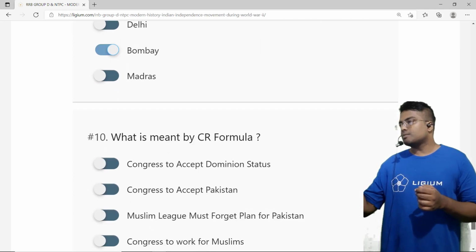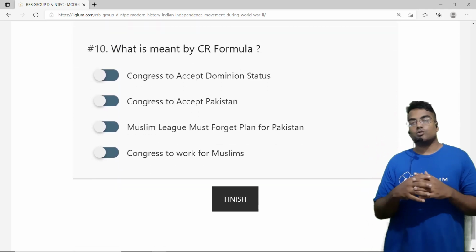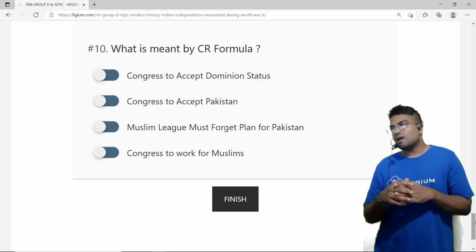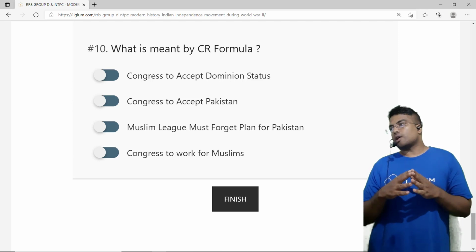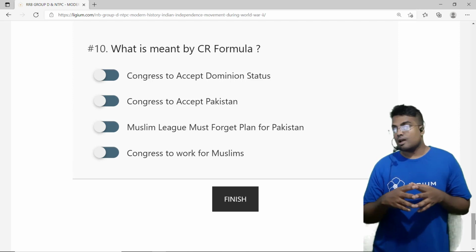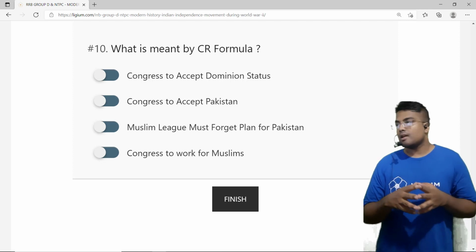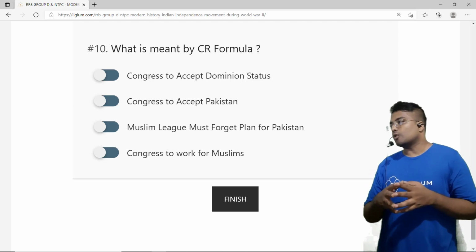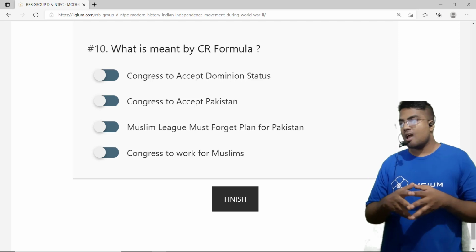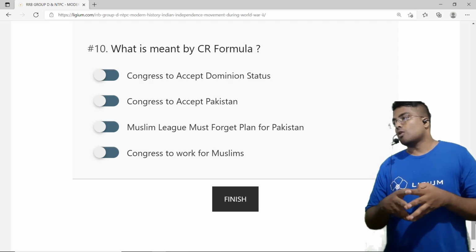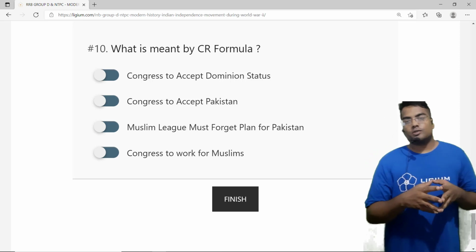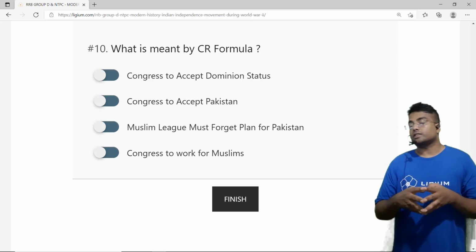Now we have the 10th question. What is meant by the CR formula? The first option is Congress to accept the Dominion status. The second option is Congress to accept Pakistan. The third option is Muslim League must forget plan for Pakistan. And the fourth one is Congress to work for Muslims. So the correct answer is Congress to accept Pakistan.